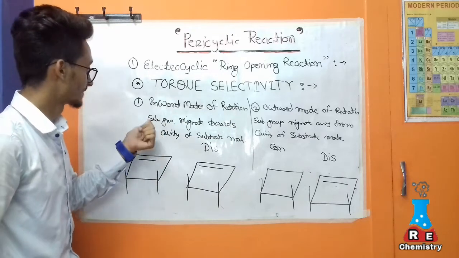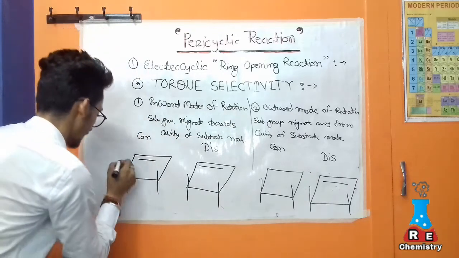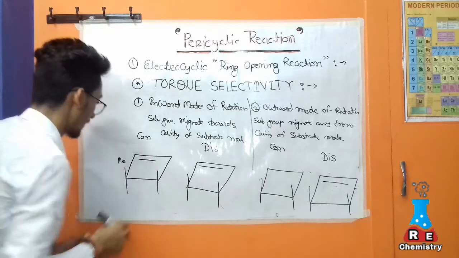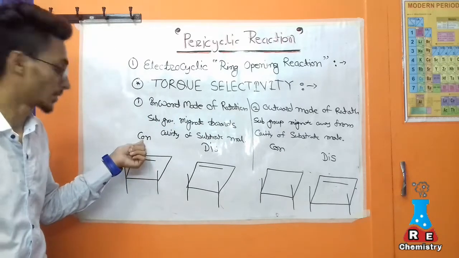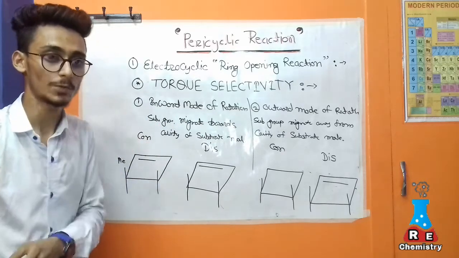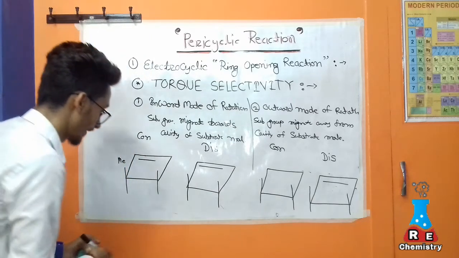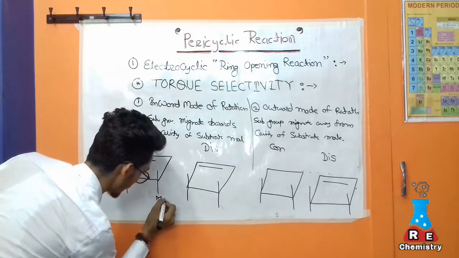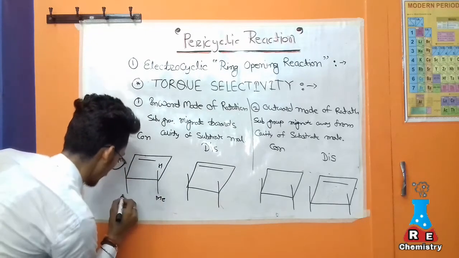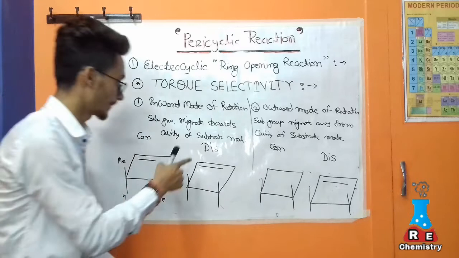Okay, so the substrate molecule has methyl groups. You can see there is a conrotation. Conrotation means a C2 axis of symmetry. So if a methyl group is here, the other methyl group is here, and their hydrogens are here.